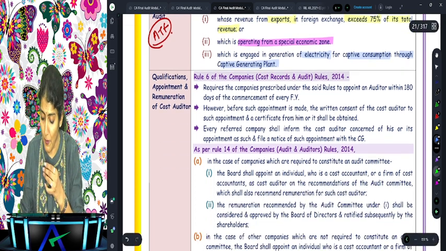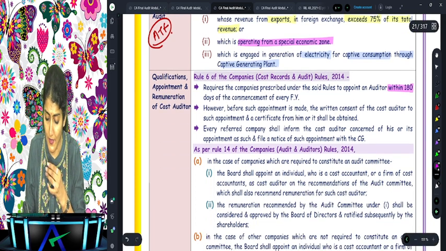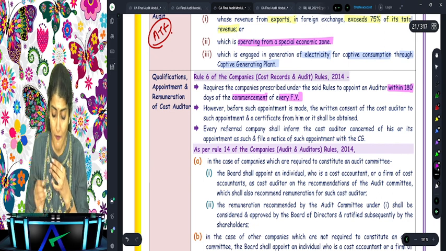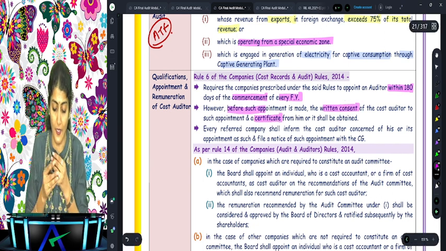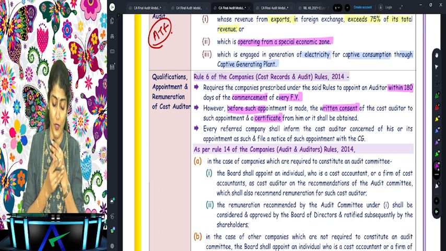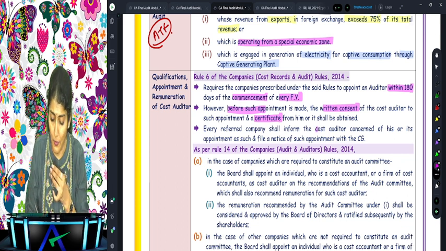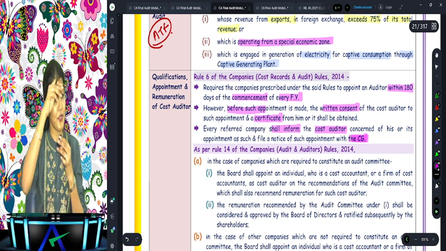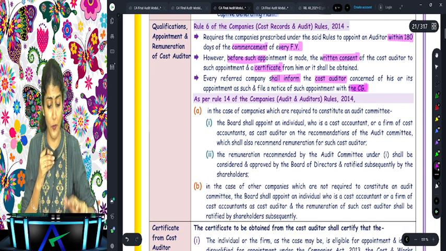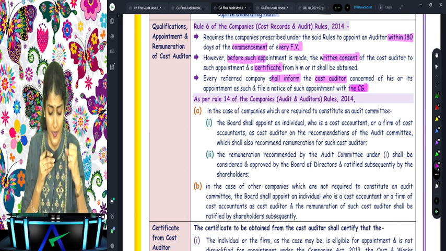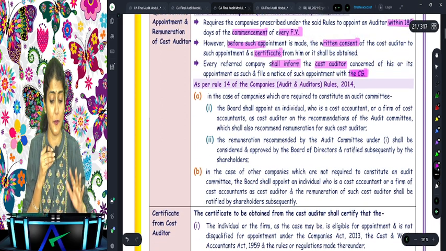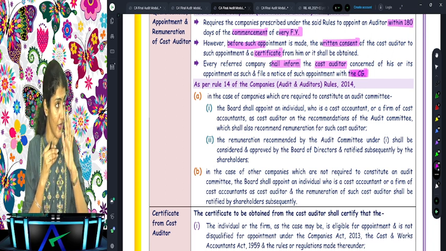The company needs to appoint a cost auditor within 180 days from the commencement of the financial year, and before the appointment, the written consent and certificate have to be obtained from the cost auditor. After his appointment, the company needs to inform the CG. In case of the statutory auditor, to whom did the company inform? To the ROC. Here the company needs to inform the central government regarding the appointment of the cost auditor. Are you getting that, everyone?